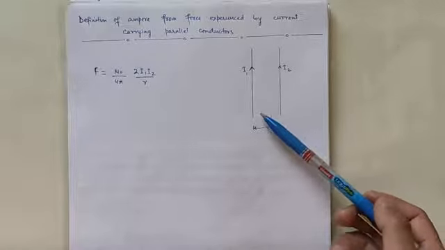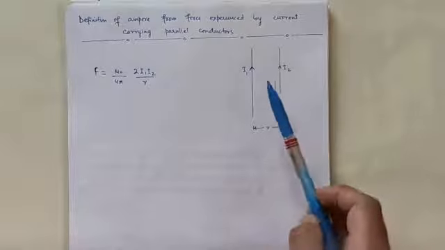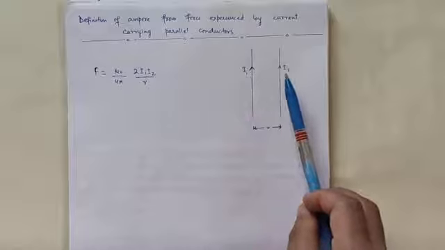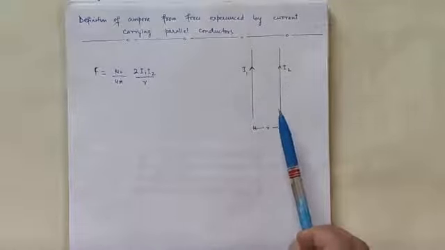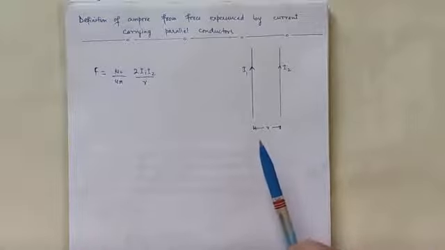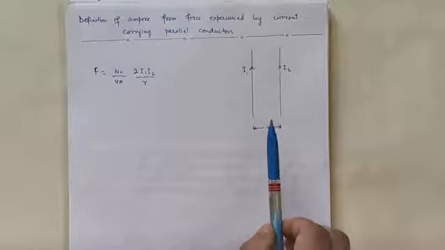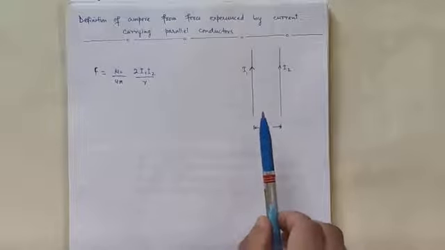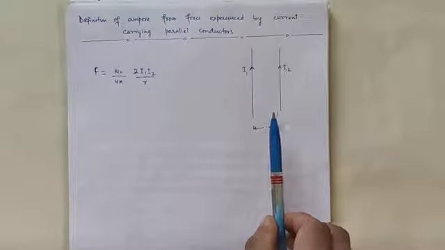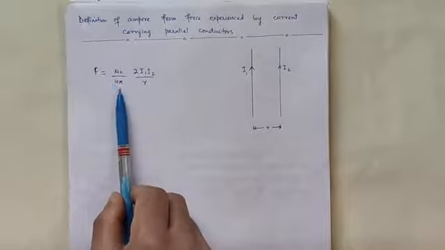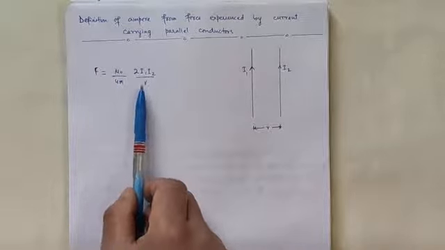Both of these two conductors are carrying electric current. Conductor first is carrying a current I1, conductor second is carrying a current I2. Both of these conductors are held parallel to each other, separated by a distance of R. Now in that condition, they experience force, and the force experienced by each conductor per unit length is given by this relation F is equal to mu naught divided by 4 pi times 2 I1 I2 divided by R.